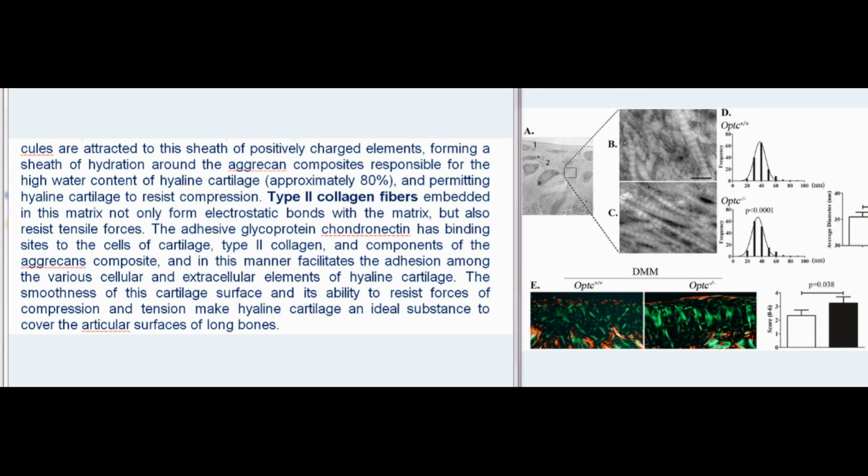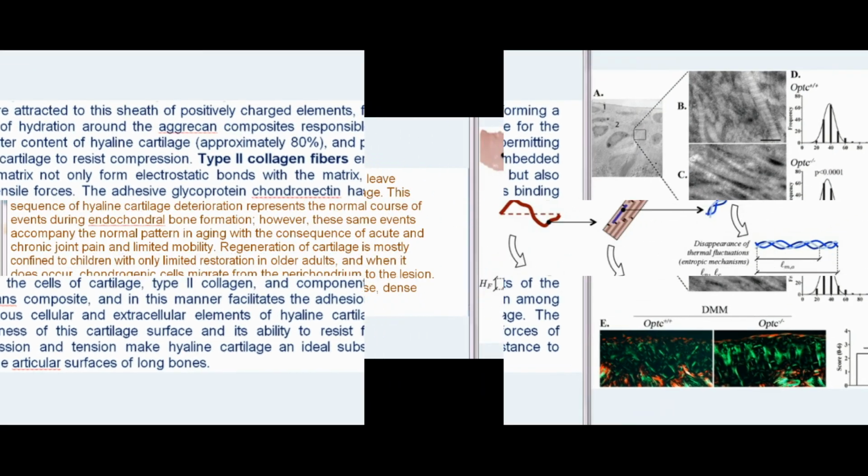Type 2 collagen fibers embedded in this matrix not only form electrostatic bonds with the matrix, but also resist tensile forces. The adhesive glycoprotein chondronectin has binding sites to the cells of cartilage, type 2 collagen, and components of the aggrecan composite, and in this manner facilitates the adhesion among the various cellular and extracellular elements of hyaline cartilage. The smoothness of this cartilage surface and its ability to resist forces of compression and tension make hyaline cartilage an ideal substance to cover the articular surfaces of long bones.